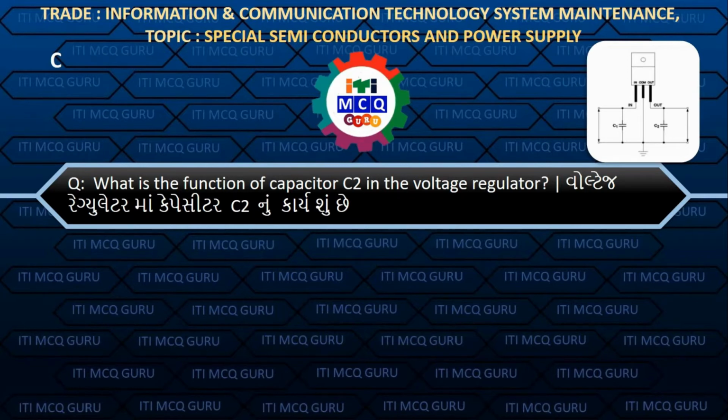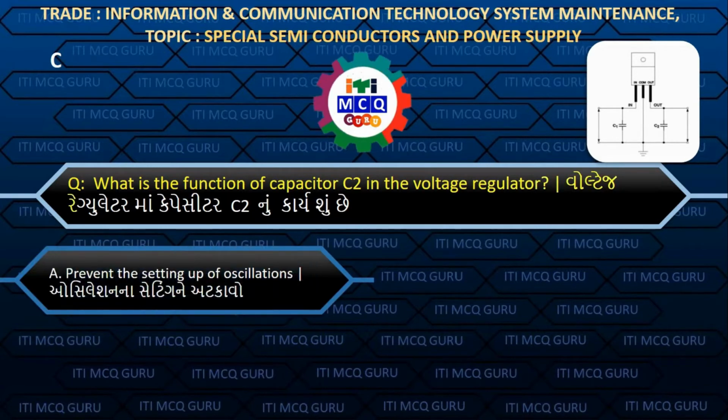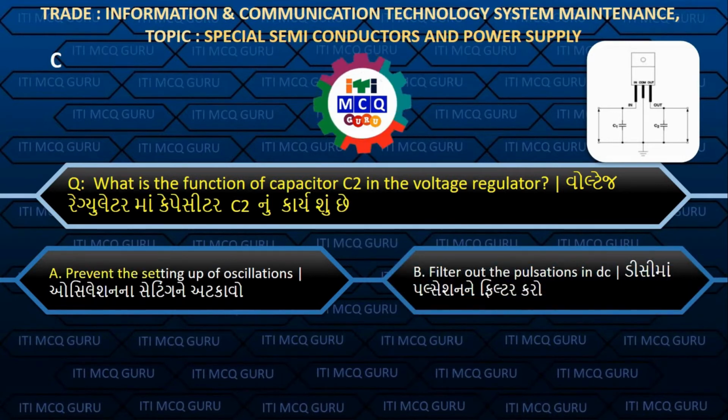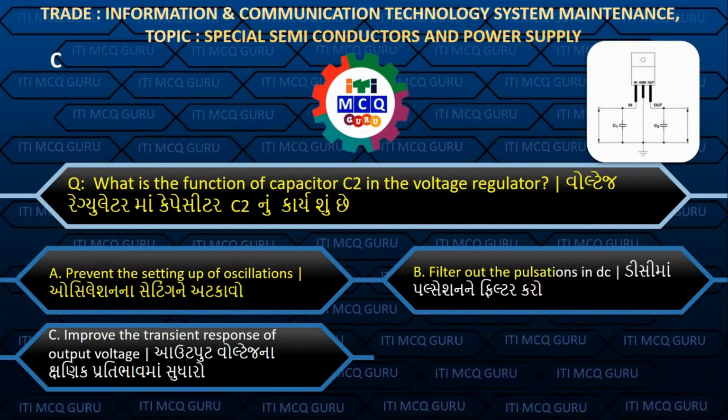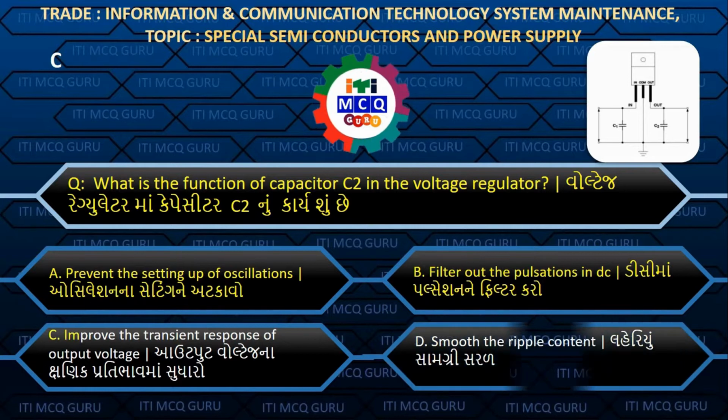What is the function of capacitor C2 in the voltage regulator? વોલ્ટેજ રેગ્યુલેટરમાં કેપેસિટર C2 નું કાર્ય શું છે? The answer is C, improve the transient response of output voltage. આઉટપુટ વોલ્ટેજના ક્ષણિક પ્રતિભાવમાં સુધારો.